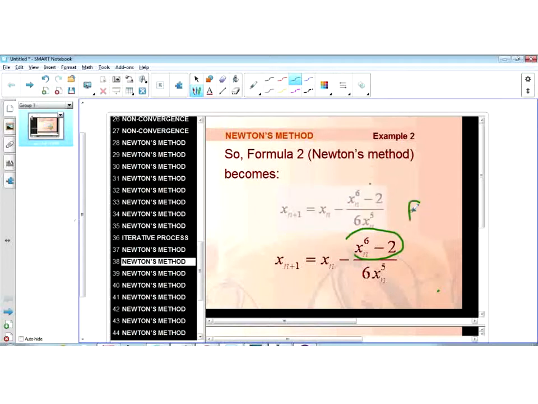right here, this is your f of x sub n, and then right here would be f prime of x sub n. Okay, so there's your Newton's method.